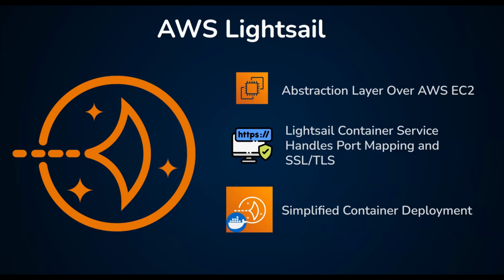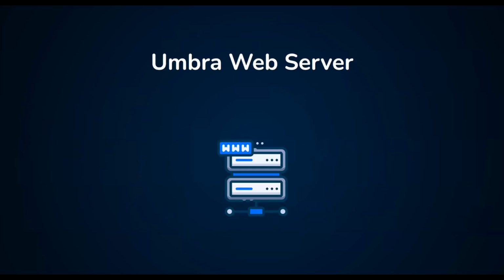Lightsail has afforded us greater development efficiency by abstracting away concerns that we would otherwise handle manually, such as port mapping and SSL or TLS encryption. Additionally, Lightsail provides powerful and simple container deployment options, simplifying both manual and automatic container deployment. With that out of the way, let's look at the major components of Umbra's service architecture and review their roles, starting with our web server.